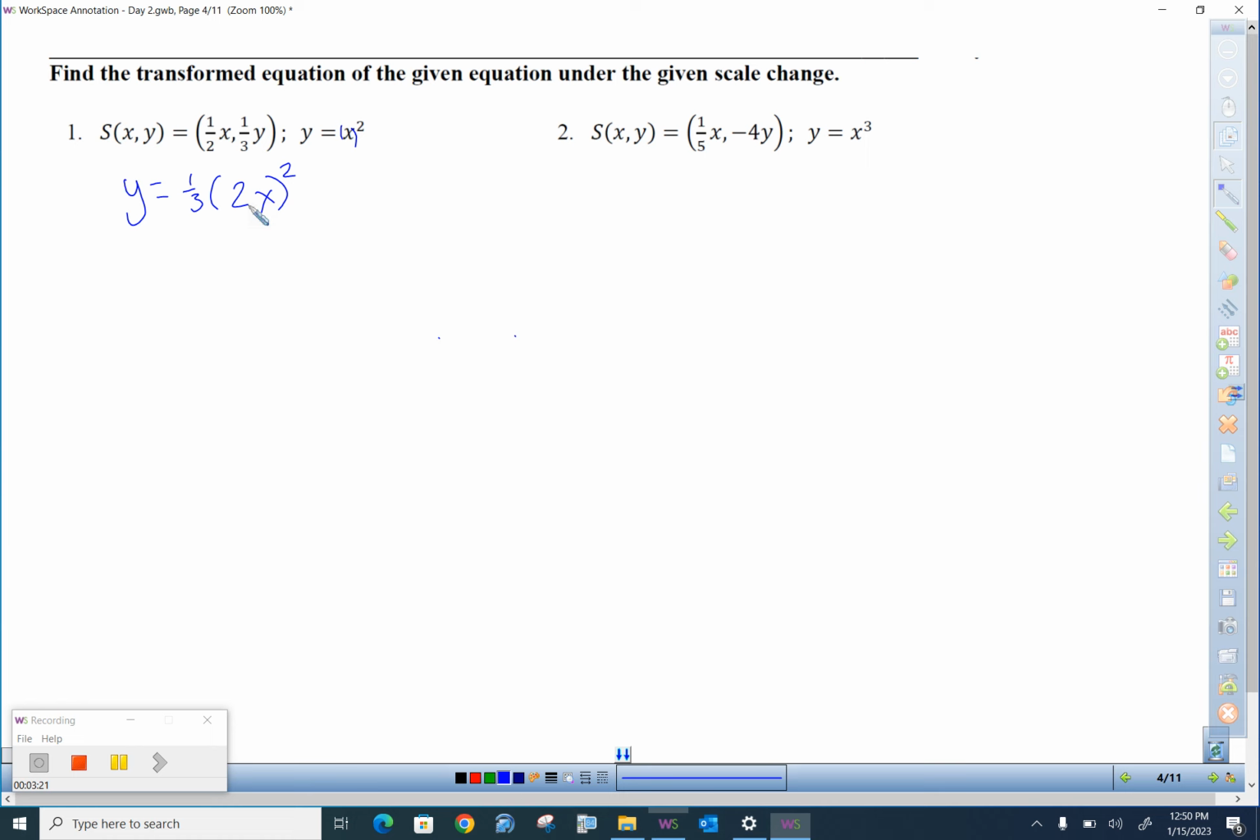And anytime we can with our parent functions, we want to simplify. In the case of powers, order of operations tells us to do those powers first. So that's 4x squared multiplying by 1/3. And then straight across, if it helps, think of that as 4/1. We've got 4/3 x squared, and that's it.